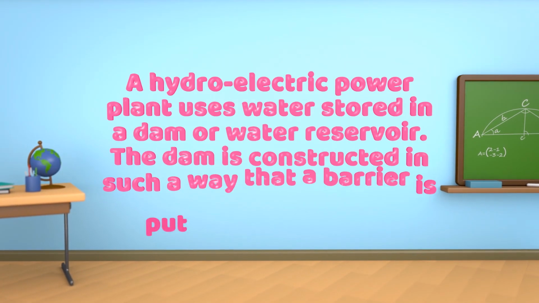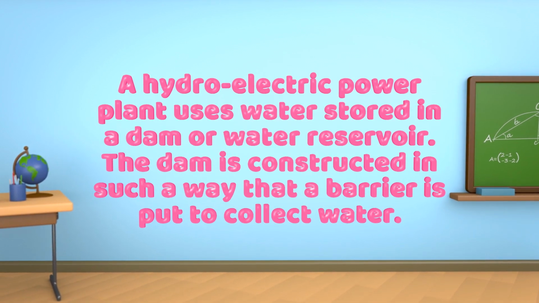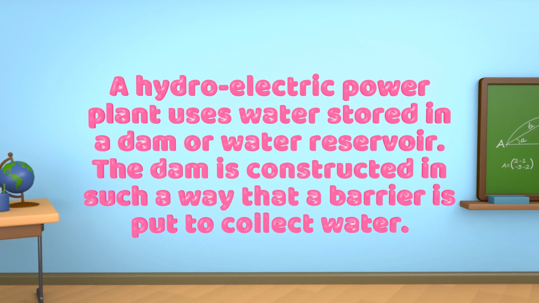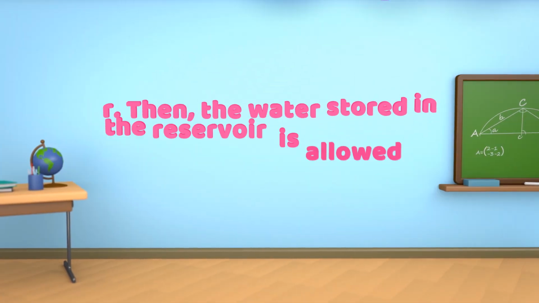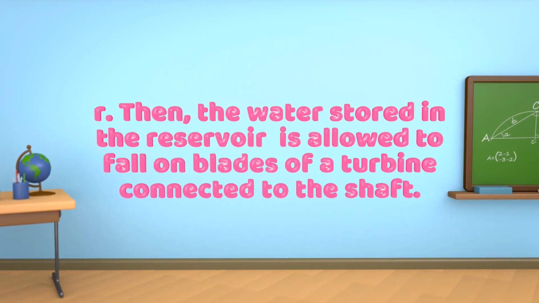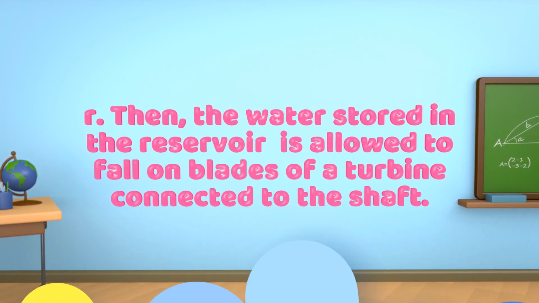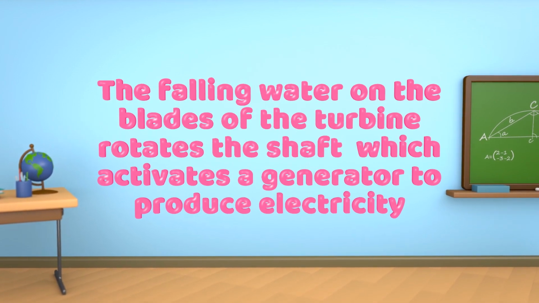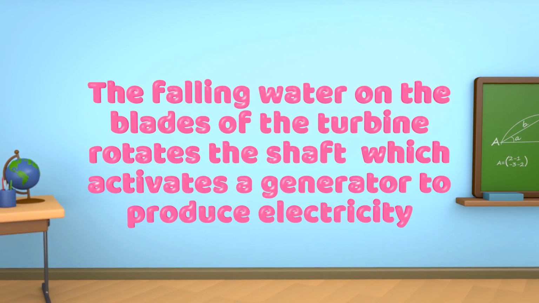A hydroelectric power plant uses water stored in a dam or a water reservoir. The dam is constructed in such a way that a barrier is kept to collect water. Then, water stored in the reservoir is allowed to fall on the blades of a turbine, which is connected to the shaft. The falling water on the blades of the turbine rotates the shaft, which activates a generator to produce electricity.